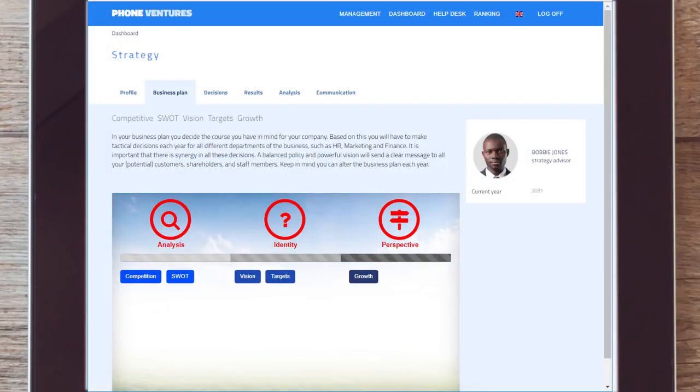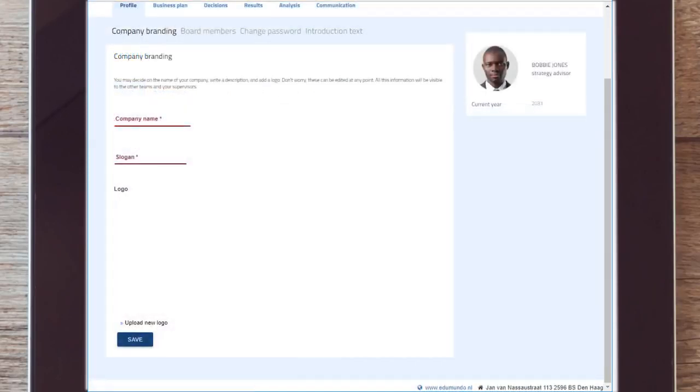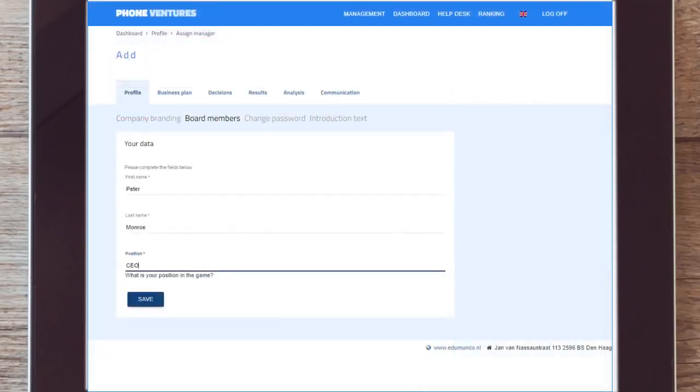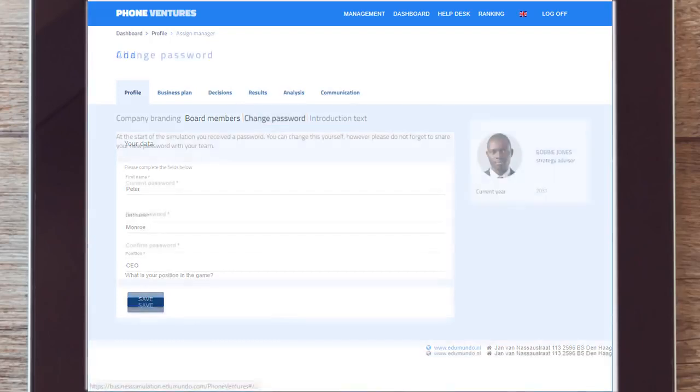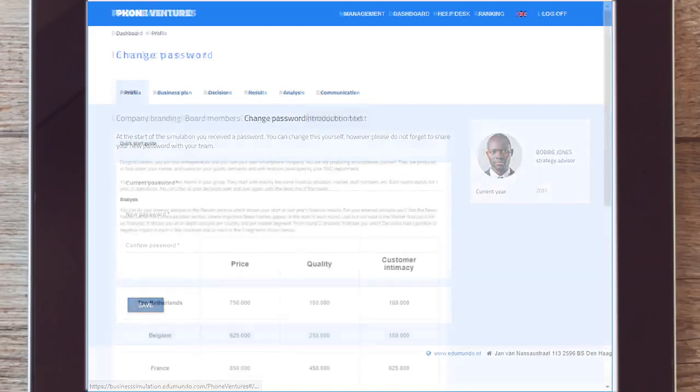After you made a sound business plan, you have to determine the company's branding. Go to Profile to further personalize your firm. Come up with a company name, a slogan, and create a logo. Appoint your team members as board members and clarify their role within the company. Who's the CEO, CMO, CFO, or COO? You can also change your password here. Don't forget to tell your team members when you do so. Finally, in case you missed anything, all the information given can be found at the introduction text here.